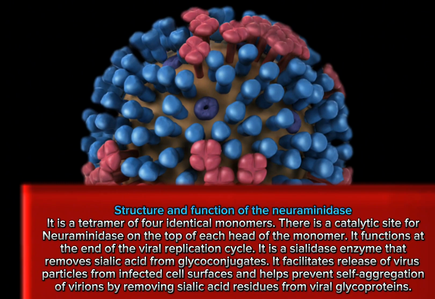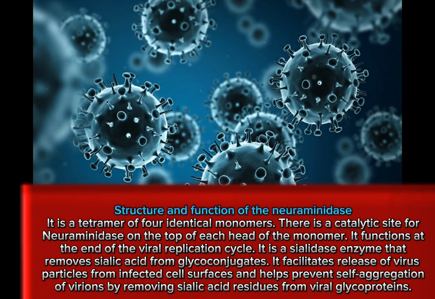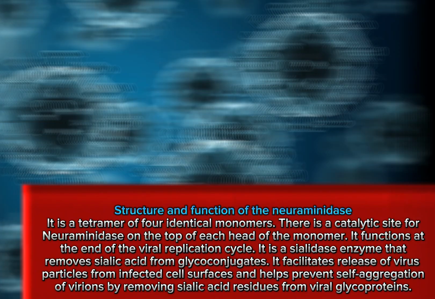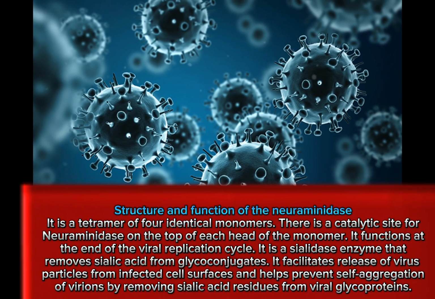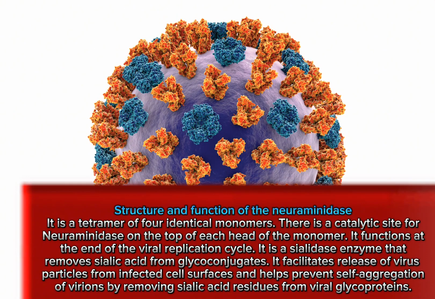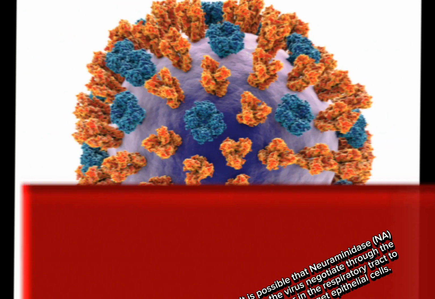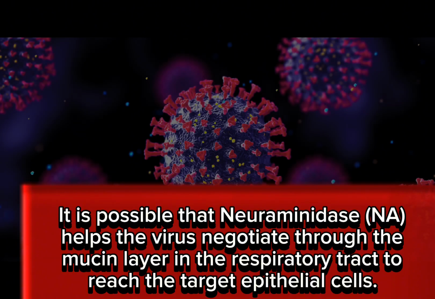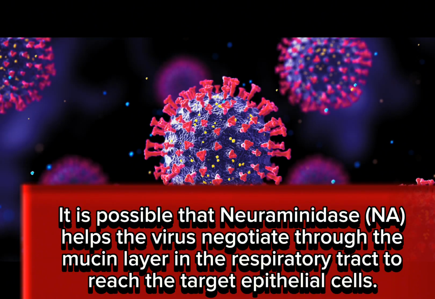Structure and function of the neuraminidase. It is a tetramer of 4 identical monomers. There is a catalytic site for neuraminidase on the top of each head of the monomer. It functions at the end of the viral replication cycle. It is a sialidase enzyme that removes sialic acid from glycoconjugates. It facilitates release of virus particles from infected cell surfaces and helps prevent self-aggregation of virions by removing sialic acid residues from viral glycoproteins. It is possible that neuraminidase also helps the virus negotiate through the mucin layer in the respiratory tract to reach the target epithelial cells.